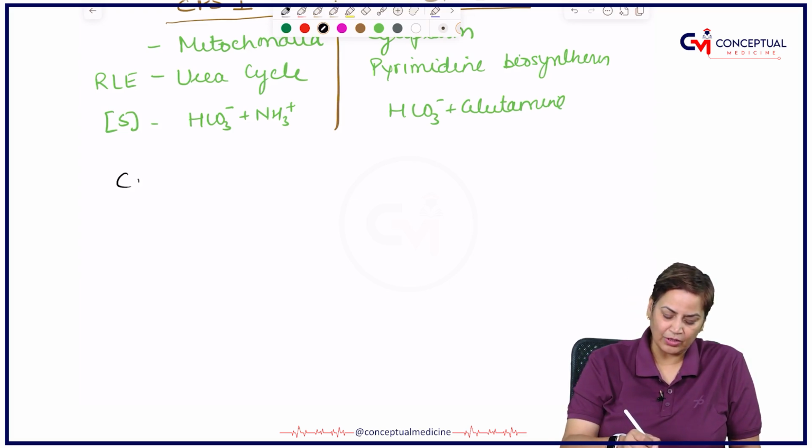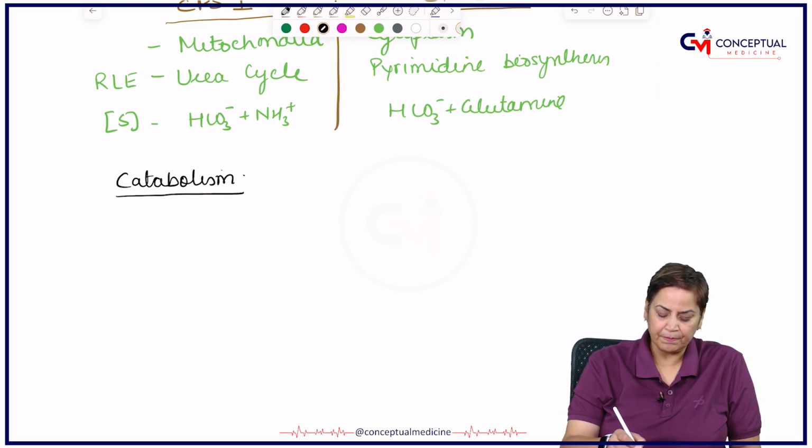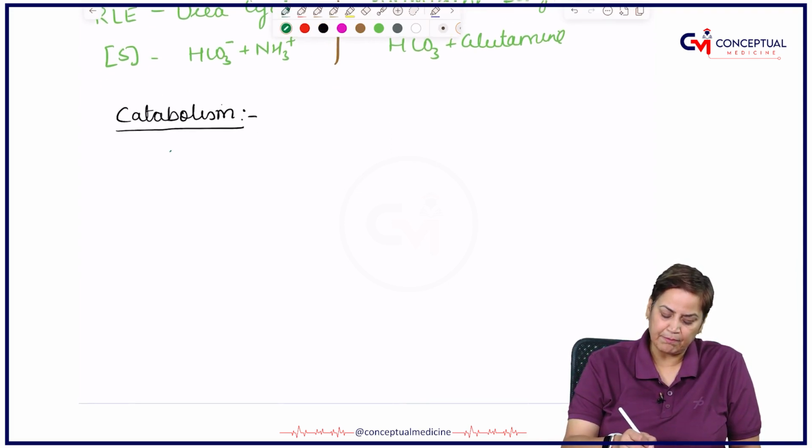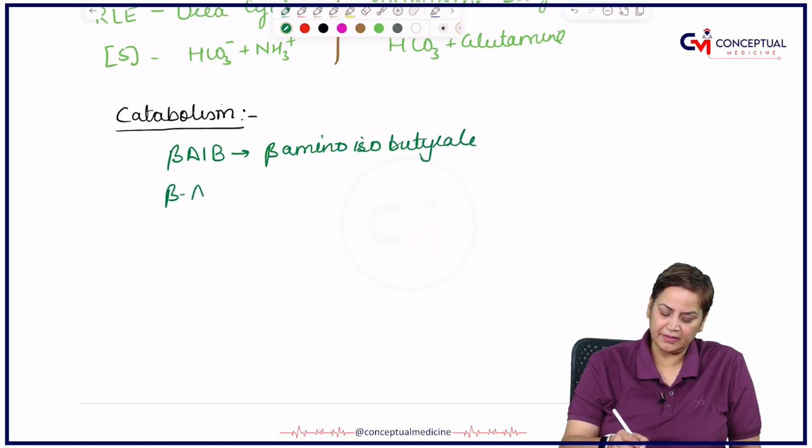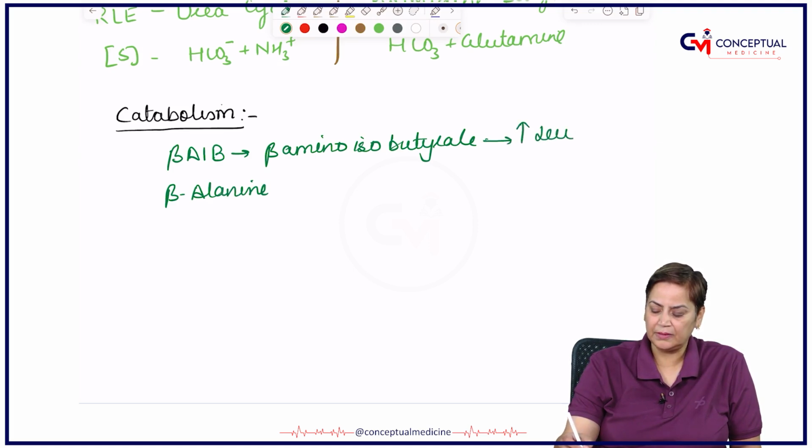Then we come over to catabolism. Now if we talk about the catabolism of pyrimidines, they always form two products. One is BAB, beta amino isobutyrate, and beta alanine. Right. So beta alanine, and this is no doubt increased in leukemia, but beta alanine is reused by the body.